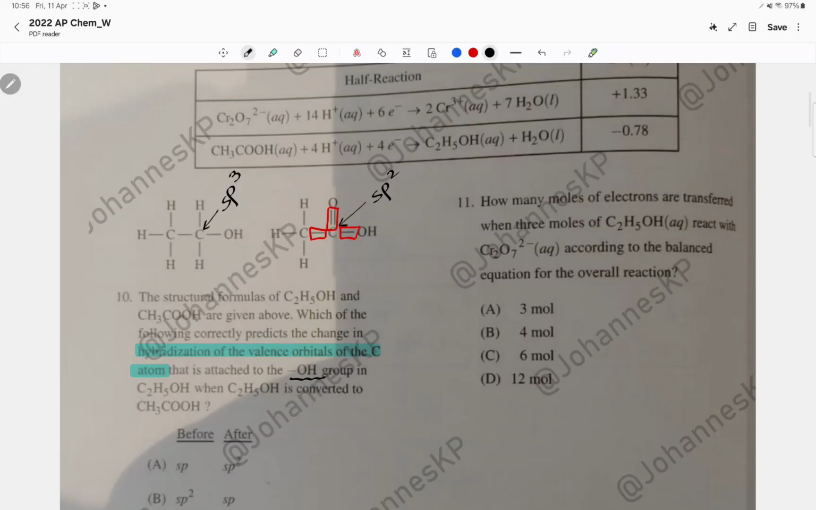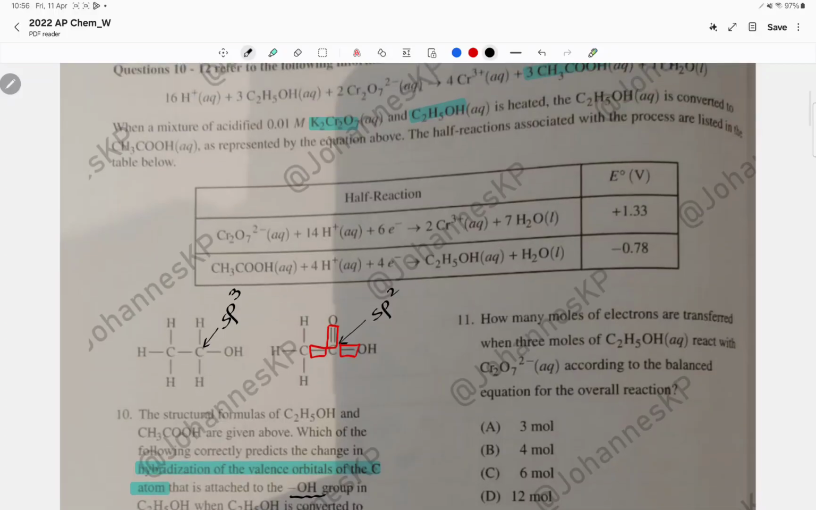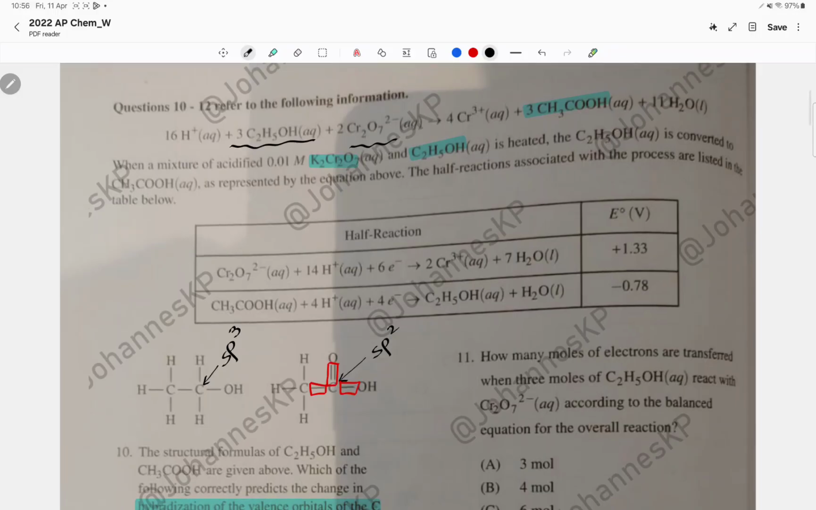How many moles of electrons are transferred when 3 moles of C2H5OH react with Cr2O7 according to the balanced equation? So we should basically just take one side and try to cancel out its charge. Which side do you think I should work with, the right side or the left side? Which one is easier to work with? The product side, right? It only has one ionic species.